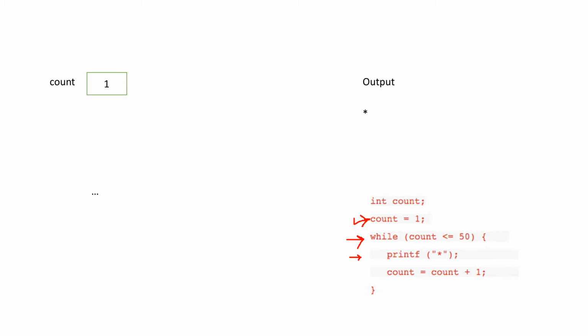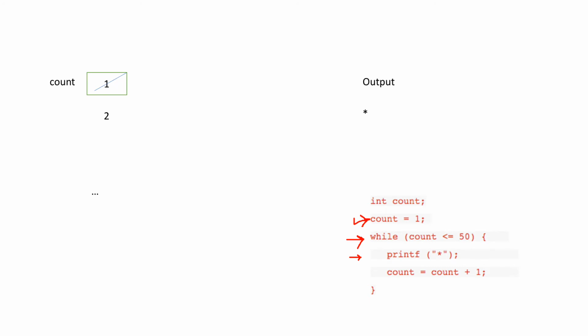After that, count should take the original value of count, the old value of count, and add 1 to it. And that's exactly what happens. The count that was 1 gets overwritten by 2, right? It's the same box in the memory for count that gets overwritten by 2. So that happens, and then it's a loop, right?